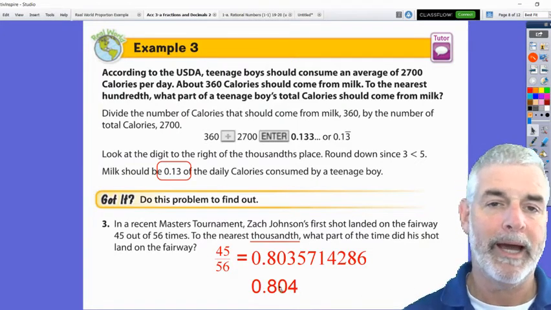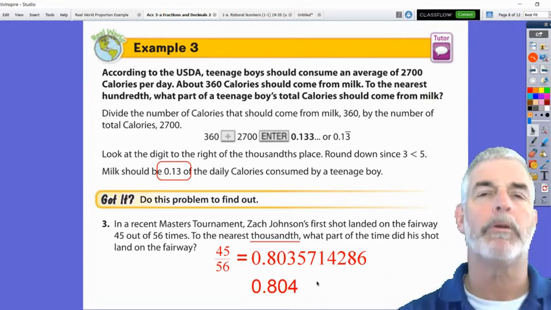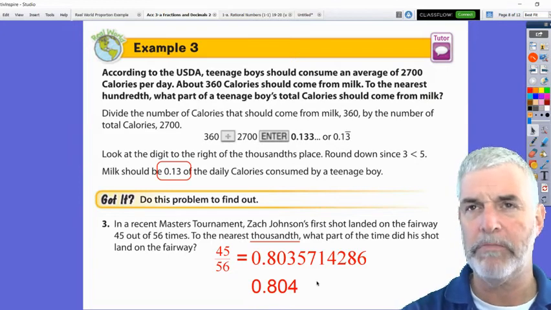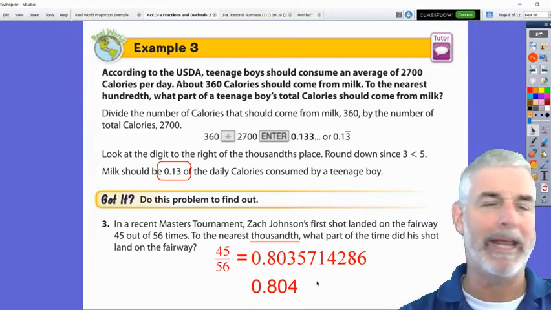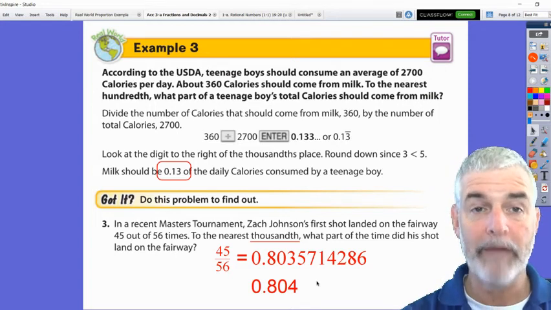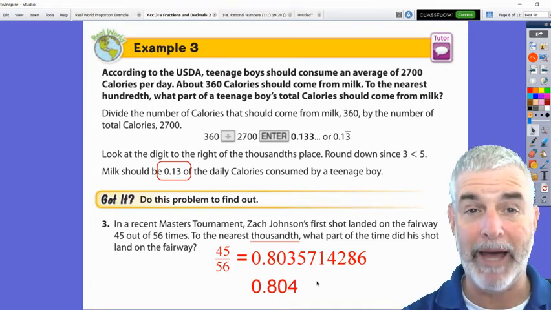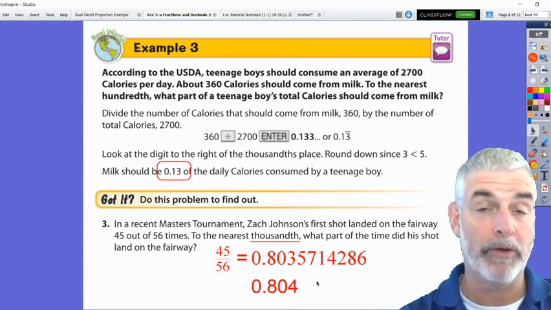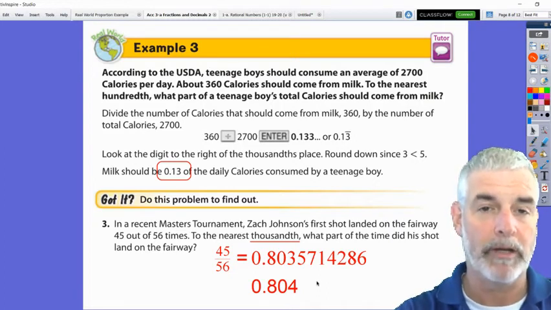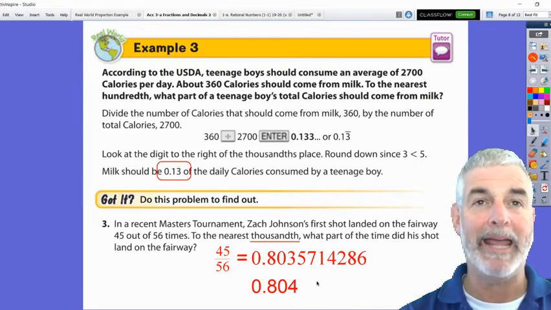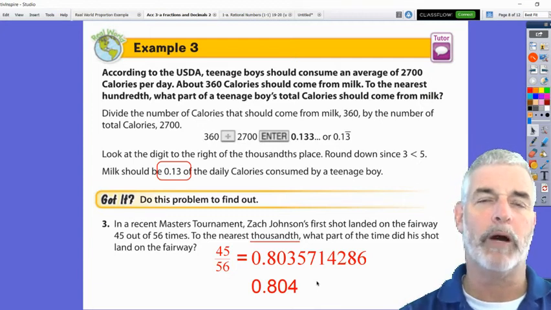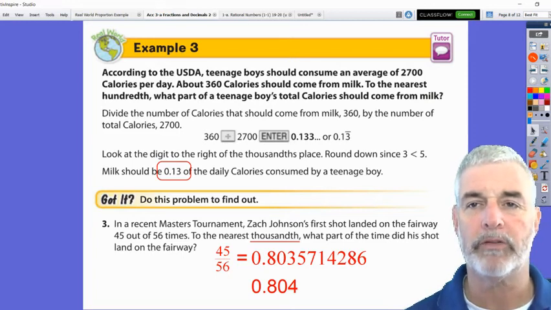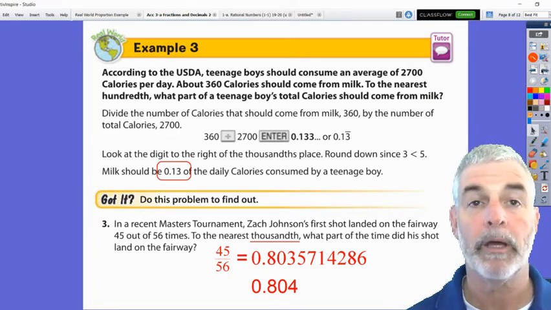0.804. Now, you very rarely hear this number read like this in sports. In baseball, you would. If this was his batting average, they would say that this guy's batting 804. If he had 45 hits out of 56 at-bats, which would, of course, be ridiculously phenomenal in baseball because most people hit about 300. The best hitters hit above 300. Normally this will be reported as a percent, which we'll obviously talk about when we get to the unit on percents, which is coming up after this one, I think.